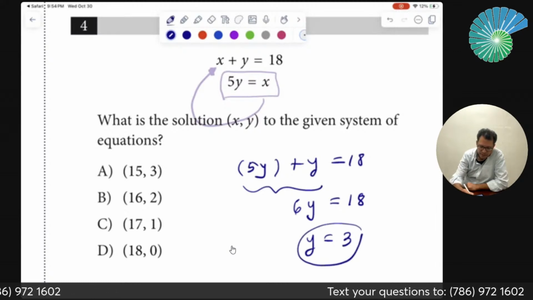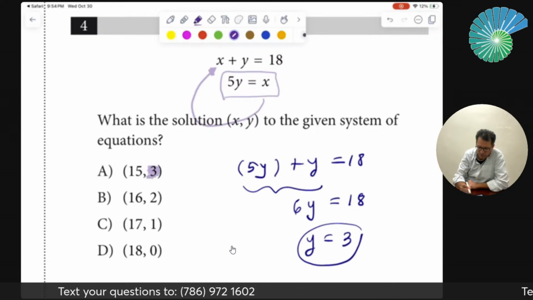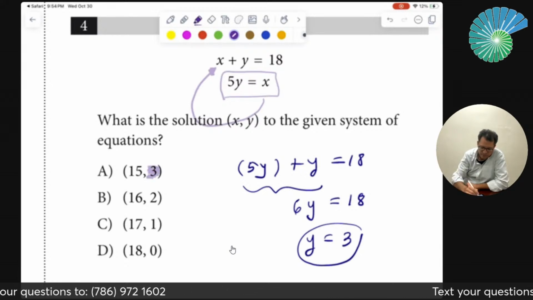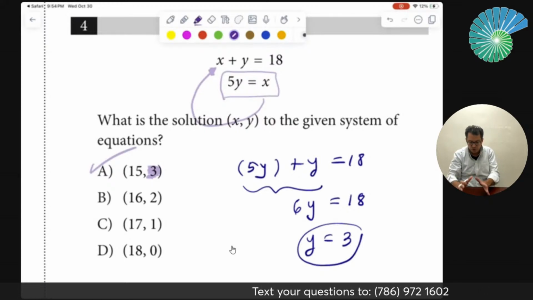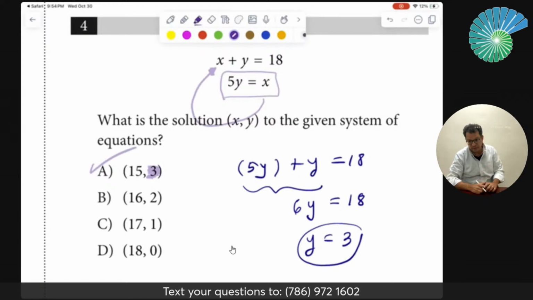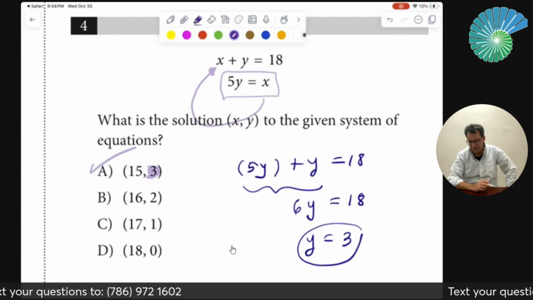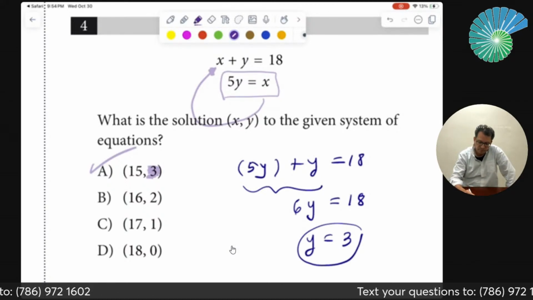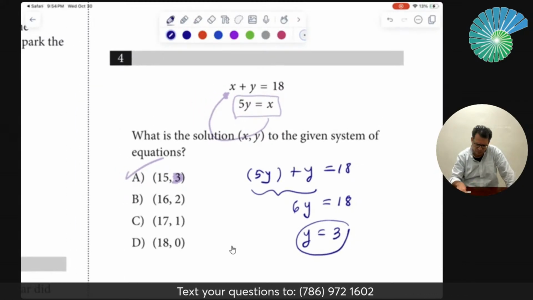Once I have this, I can check my choices, and I realize that the only choice where y is 3 is A. I choose that letter, and then I keep going, and that's it. I don't even have to finish the problem and find x. So that's a very simple question, extremely easy algebra.